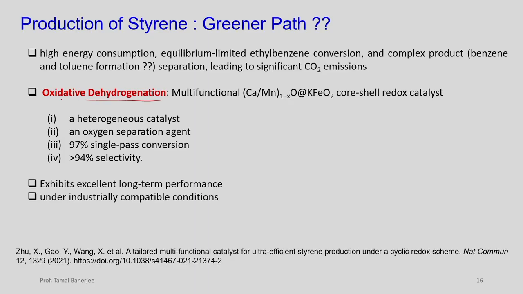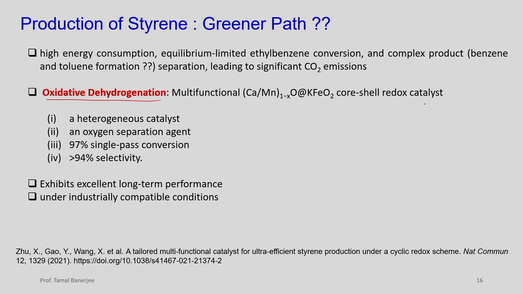So greener path means what? You reduce the formation of coke and produce more and more styrene. The yield should be higher and higher. So there is an important development in the field of oxidative dehydrogenation. It uses a multifunctional catalyst called calcium manganese oxygen on a ferrite based coarse shell, which is called a redox catalyst reaction.